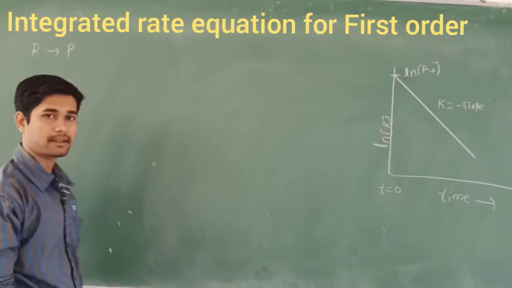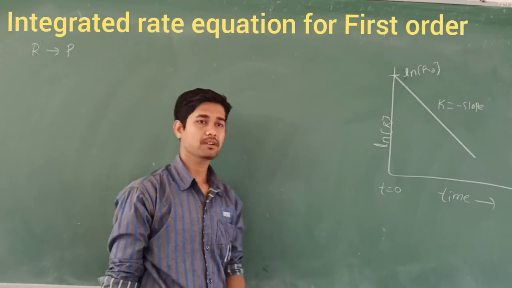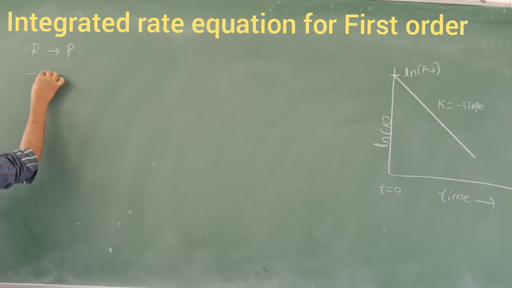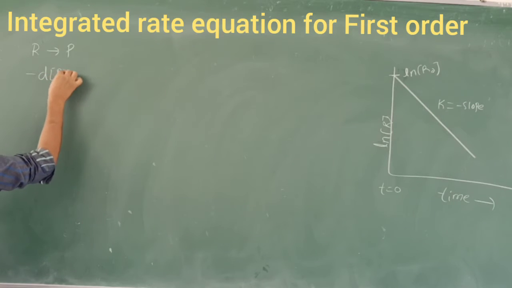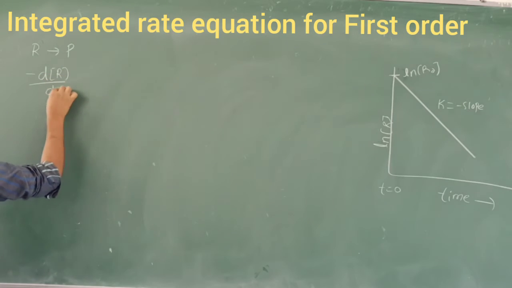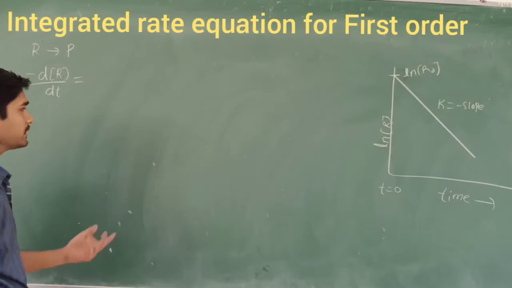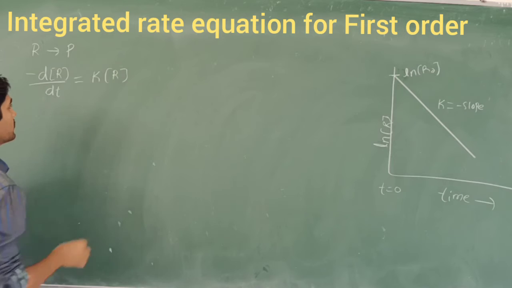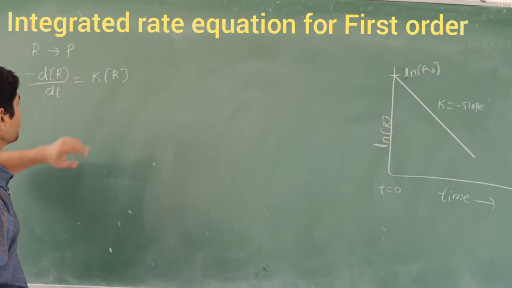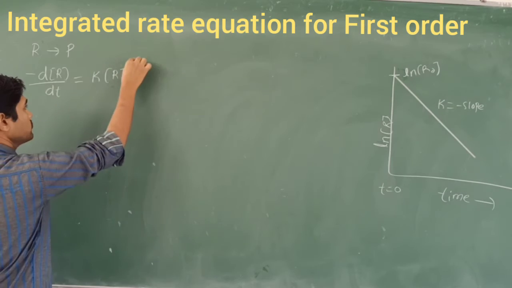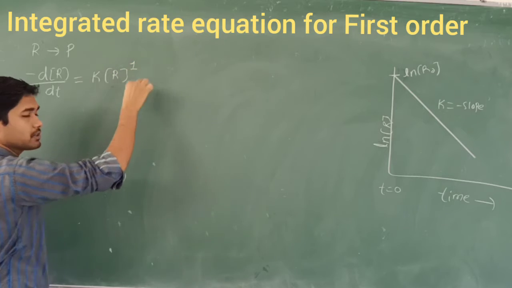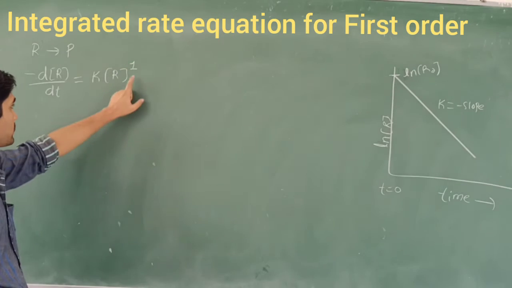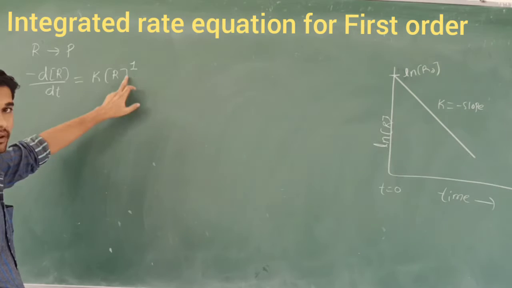Now I am going to apply the differential rate equation. That is the change in the concentration of the reactant with respect to time, that should be equal to, once again, the rate constant K and the concentration of the reactant. What should the power be? That power should be 1 here, because we are going to study the first order reaction. So the sum of the power should be 1 here.